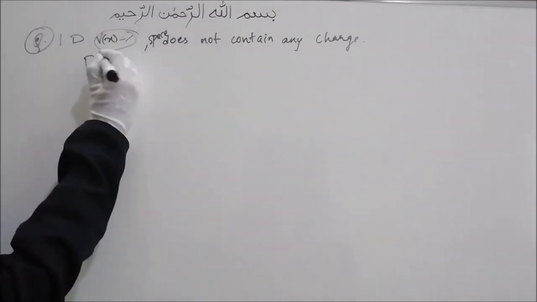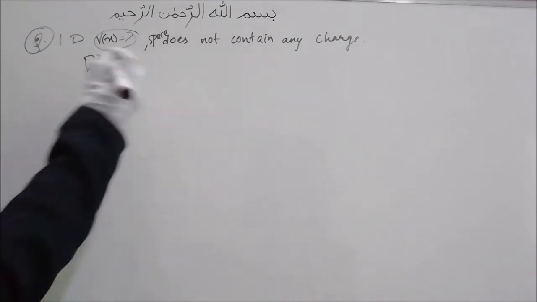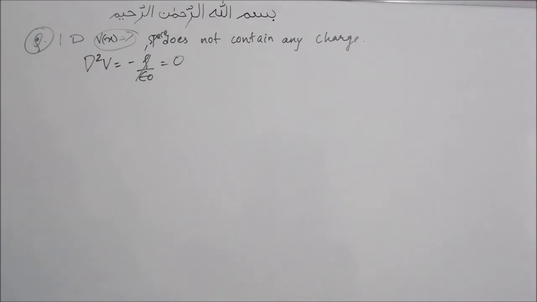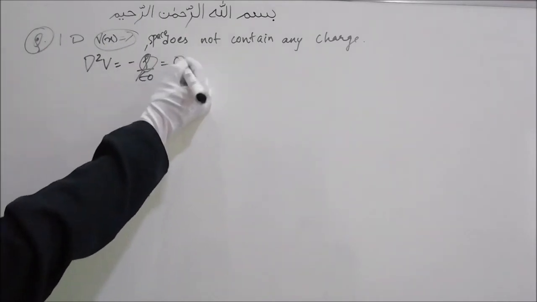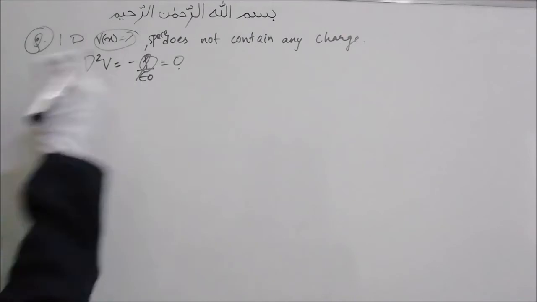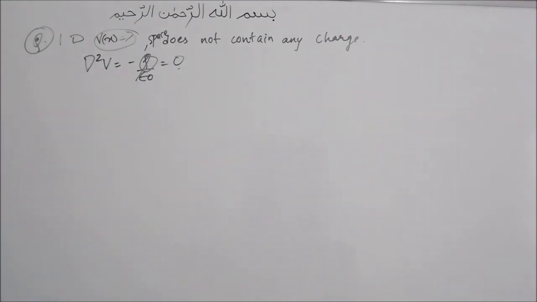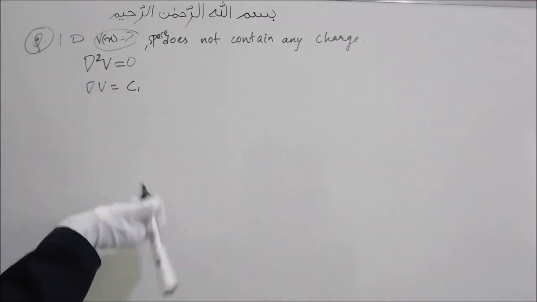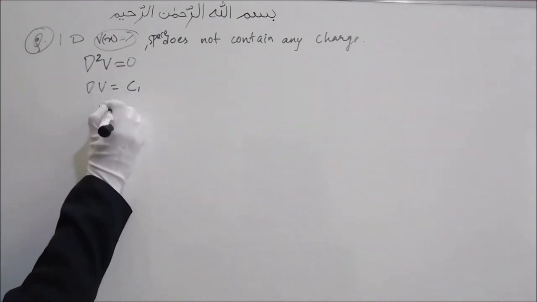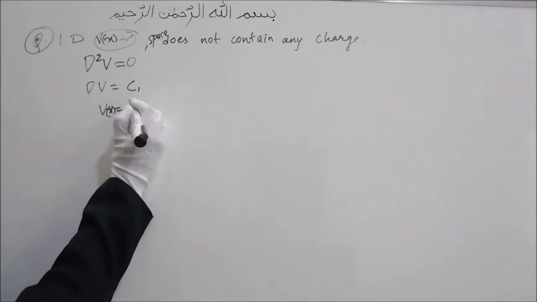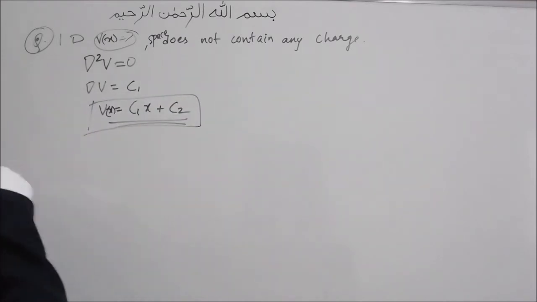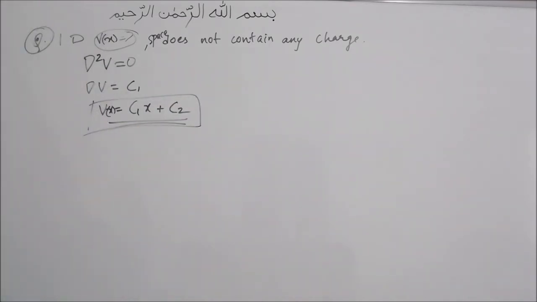Now here del squared V, which we saw using the Poisson's equation, is minus rho upon epsilon naught. Because there is no charge, rho is 0, so we will have del squared V equal to 0. This becomes our Laplace equation. Now integrating once, we will have del V is equal to some constant C1. Integrating again, since it is a function of x only, we will have V of x is equal to C1x plus C2, and that is our potential. This is the potential for an electrostatic field in a space which does not contain any charge.